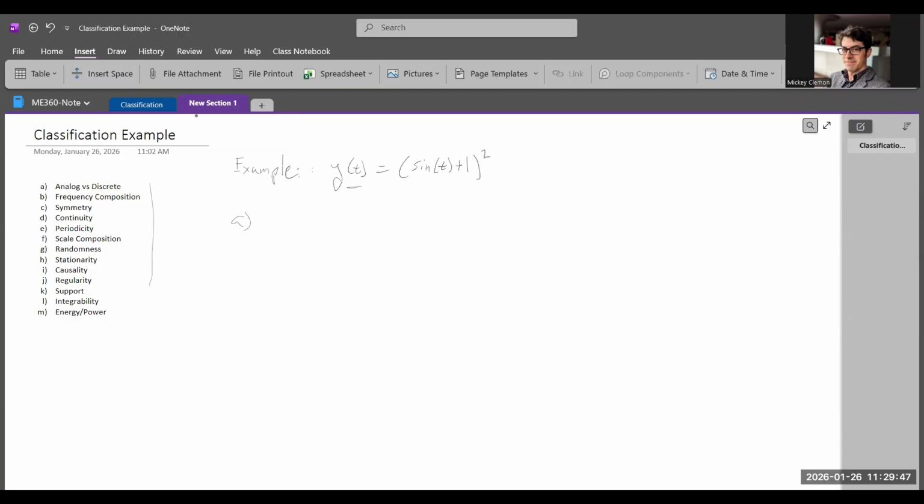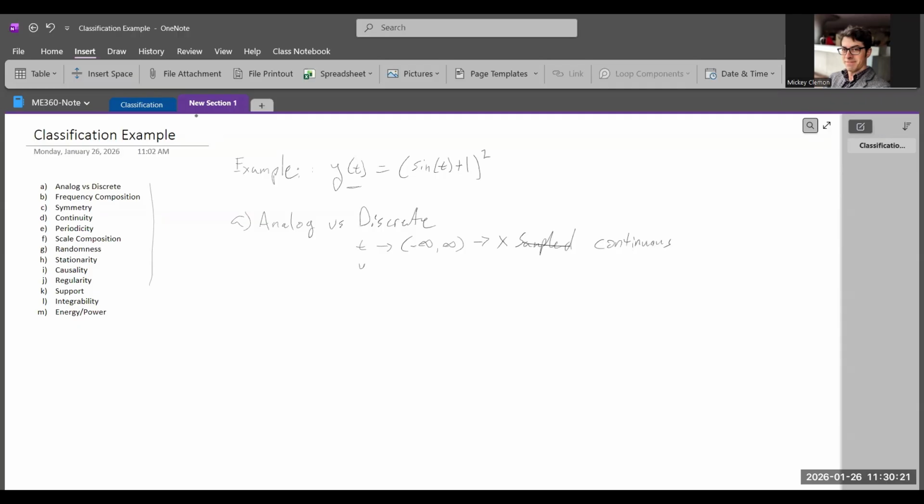We'll start with analog versus discrete. And we can almost do this by inspection. So here we have a continuous t variable. There's no restrictions that we see on what t can be, which means this is not sampled. Right, it's not sampled, it is continuous. So it's definitely not a discrete signal.